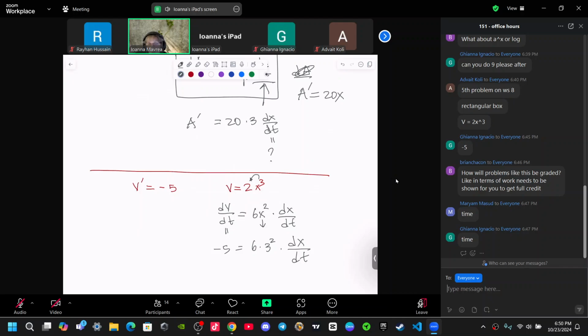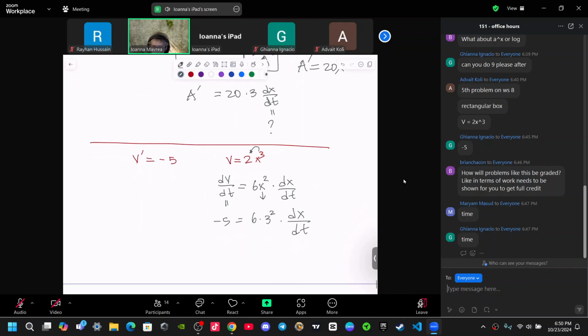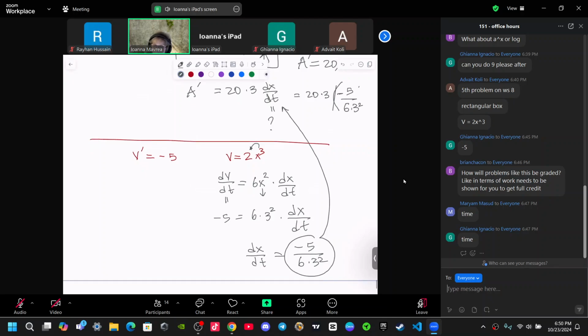So again, do you have to simplify? No. So I will write this, dx/dt is -5 over 6 times 3 squared. Take all this and plug it in here. So I'll write 20 times 3, parenthesis, -5 over parenthesis 6 times 3 squared. Don't simplify. There's no need. So that's the answer.